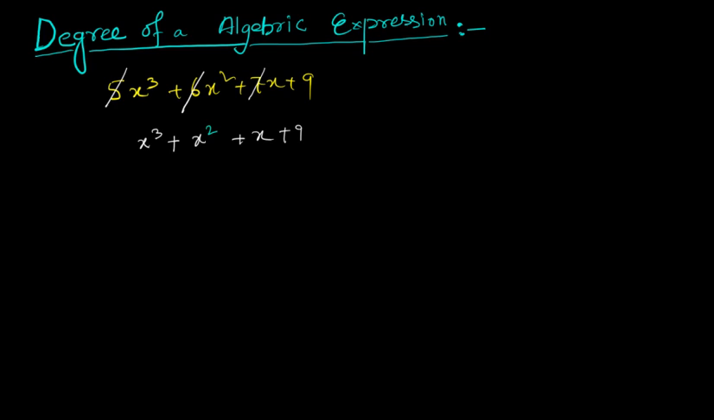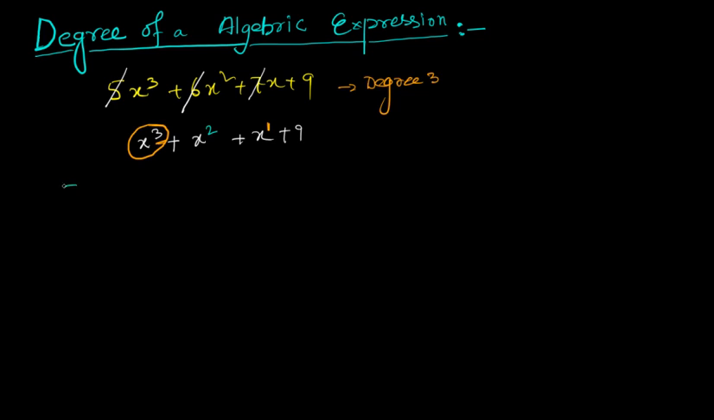So among these variables, what is the highest power? We know if nothing is written, the power must be 1. So this one has the highest power, and the highest power we can see is 3. So the highest exponent of the variable is 3, which means it has the degree 3.